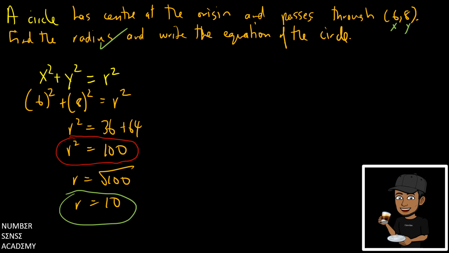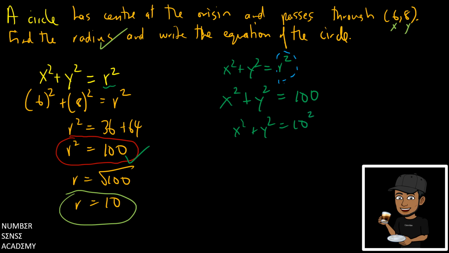I found my radius. Now we have to find the equation. Remember, the equation is this format, so x squared plus y squared is equal to r squared. What I need is a value for r squared. So I have that. It's right here. So I have x squared plus y squared equals 100. And that is the same as x squared plus y squared equals 10 squared, right, for r squared. And then I'll just solve 10 squared to get 100. So that's my equation of the circle.